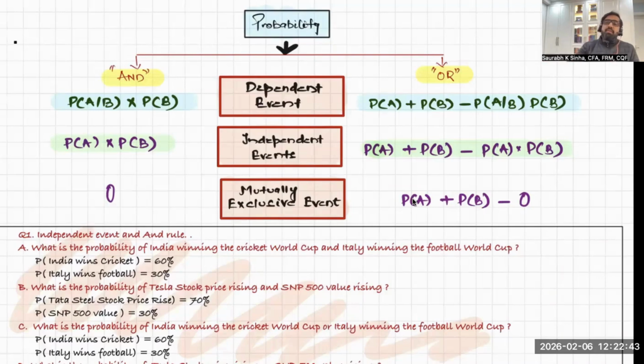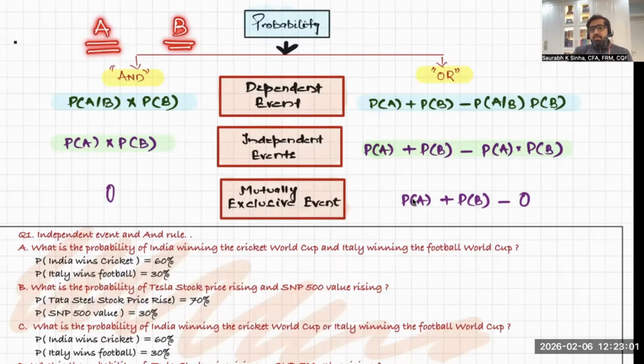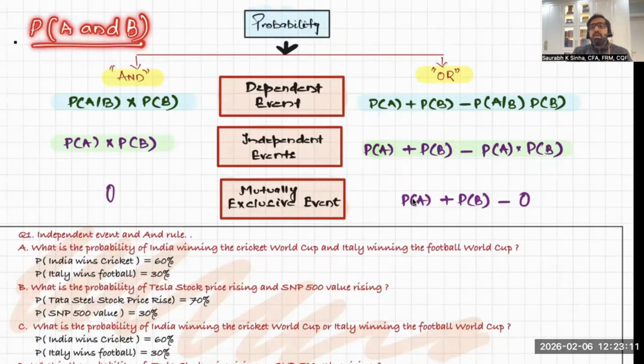For that, today we are covering the AND rule and the OR rule. Let's jump into them. So assume there are two events, A and B. A and B could be any two events. It could be stock price rising, stock price falling, market rising, market falling. It could be anything. And you are interested in the probability of A and B happening simultaneously, where the probability of A is known and the probability of B you know.